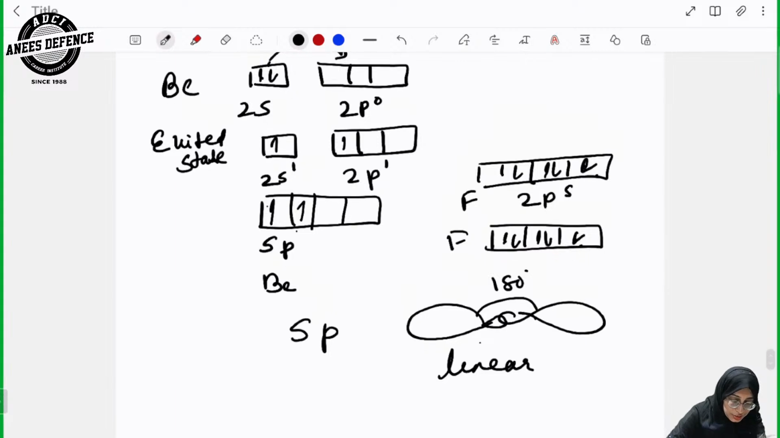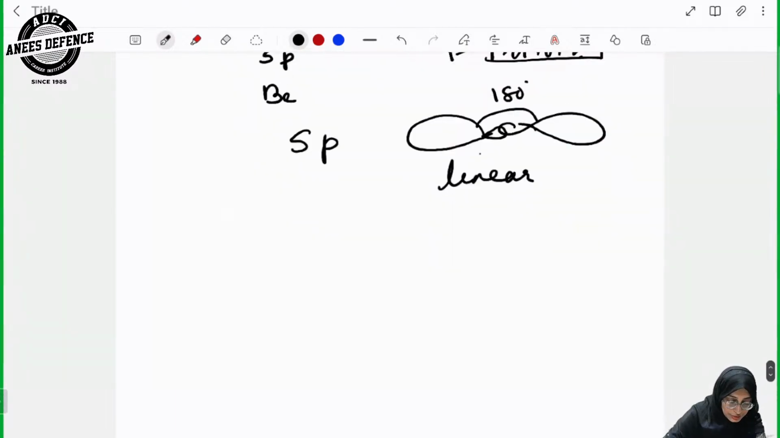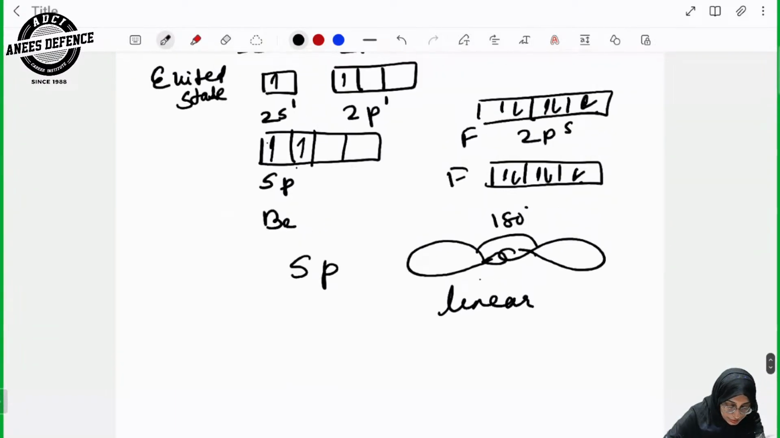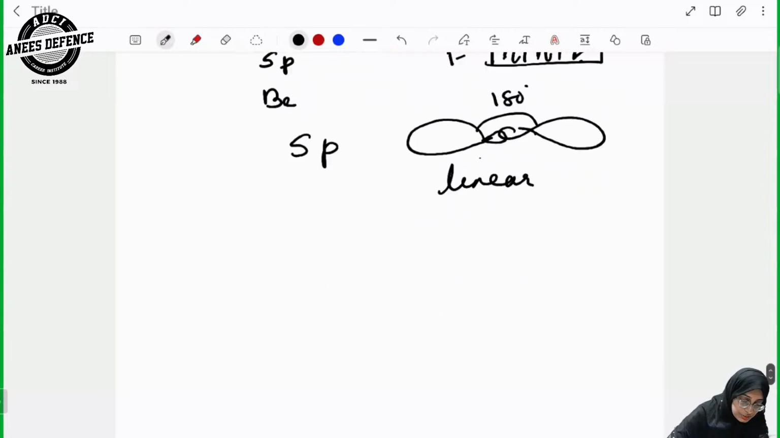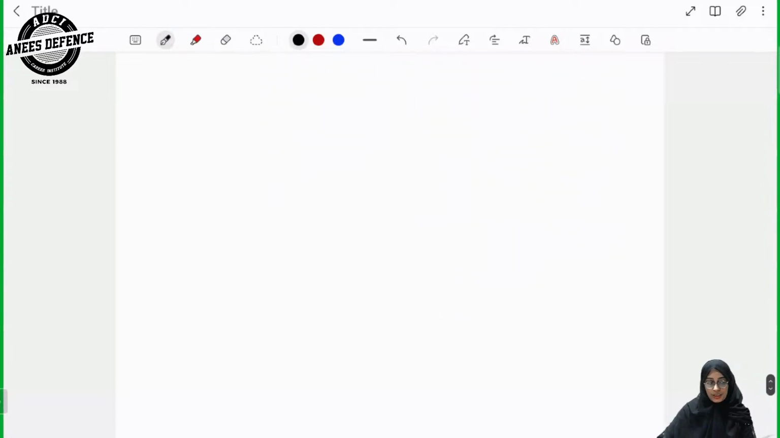Little bit confused. Okay. First we will see what hybridization is, then we'll go with the examples. Actually, hybridization is the intermixing of orbitals to make orbitals of equivalent energy. Understand? And these are called hybrid orbitals.